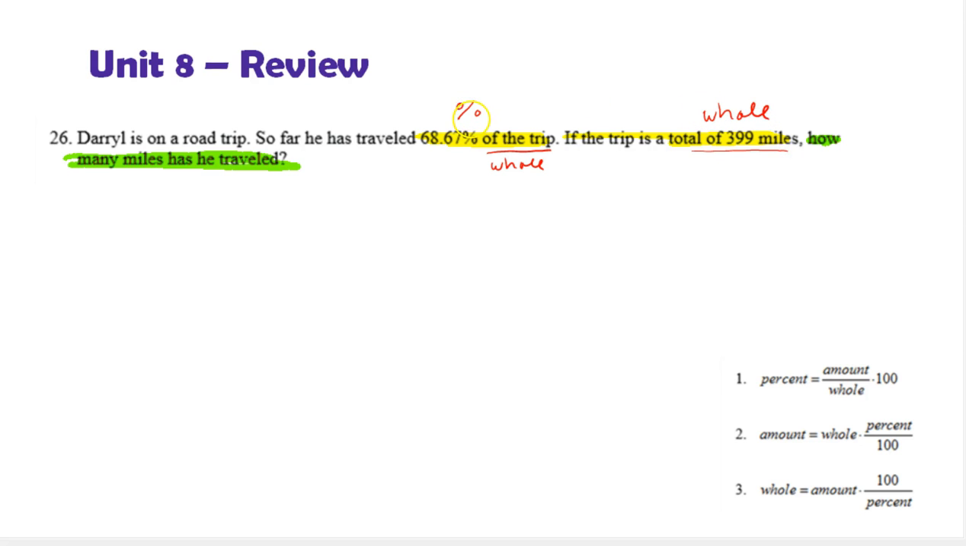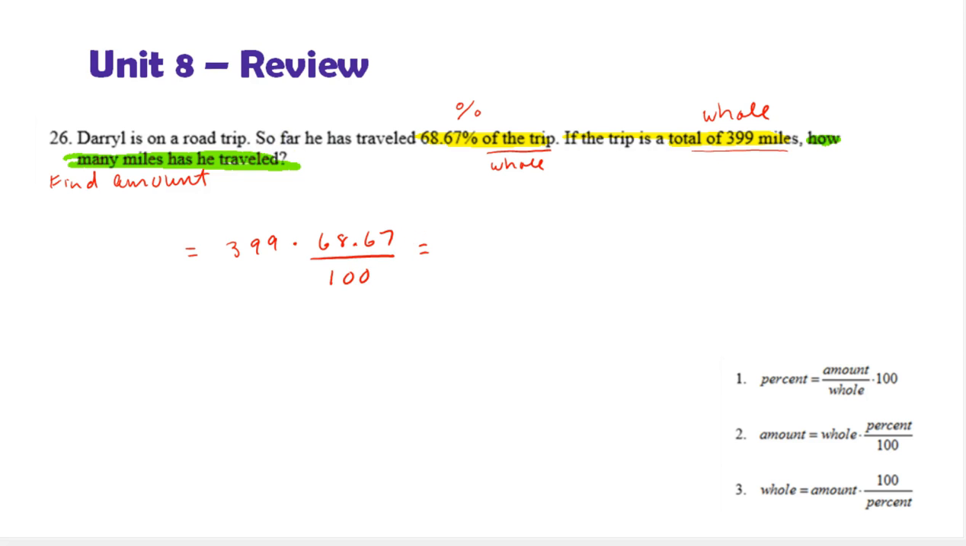So they've given us a percent and a whole. That means the only thing left is an amount. What they're asking for here, how many miles has he traveled, is the amount, and that's what we're trying to find. So we'll use this relationship. The amount equals the whole, which was 399, times the percent, 68.6, drop the percent sign, over 100.